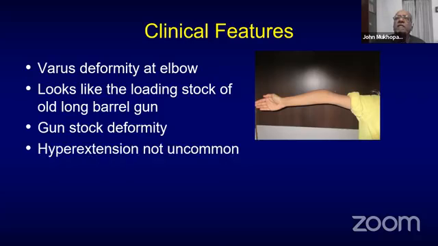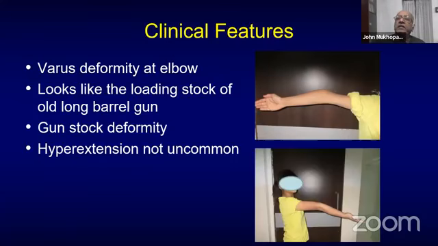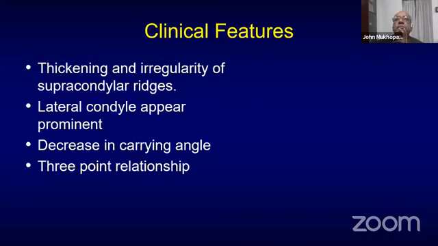You also very often have an element of hyperextension, and interestingly, this seems to exacerbate the deformity somewhat. So if you also have hyperextension, possibly because of a slight posterior tilt that remains post-treatment, that tends to exacerbate or exaggerate the deformity. When you examine them clinically, you also find thickening and irregularity of the supracondylar ridges, with the lateral condyle appearing more prominent. There's obviously a decrease in carrying angle, as we mentioned.